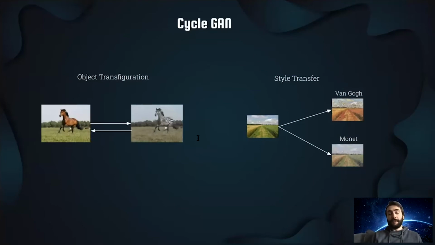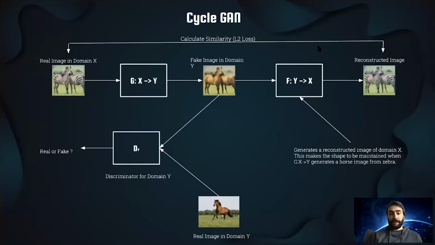If you have ever imagined what a site would look like if Van Gogh or Monet had painted it, you don't need to imagine anymore. You can use style transfer GAN, CycleGAN, to just train your neural network on Van Gogh's paintings and then feed the original site into the generator, and you will get the style of Van Gogh or your favorite painter.